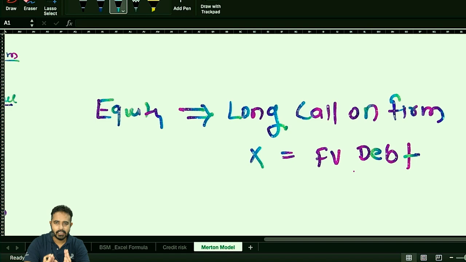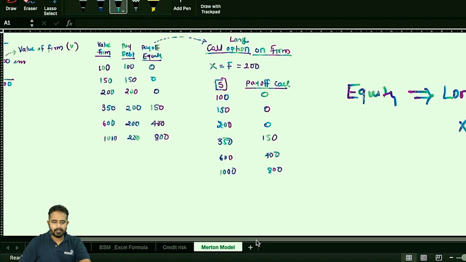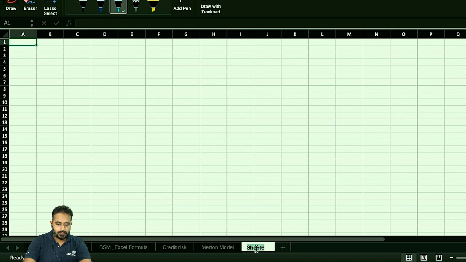All right, that's the logic on the equity side, and I hope this is making sense to you. Now what we'll do is we'll create an illustration, we'll create an example, and we'll see if we can apply the Merton model there. All right, so let's do an example on Merton equity. We are on the equity side.